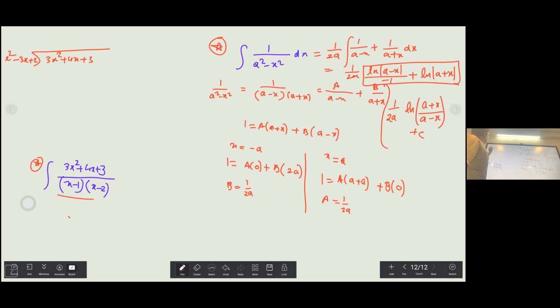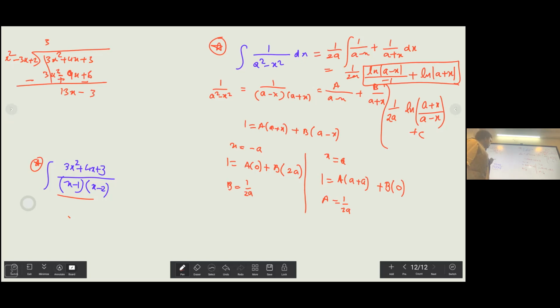So now you take 3 here, so it becomes 3x squared minus 9x plus 6. This cancels, plus minus, this is gone. This will become 13x, and 3 minus 6 is minus 3. And we can't divide further.